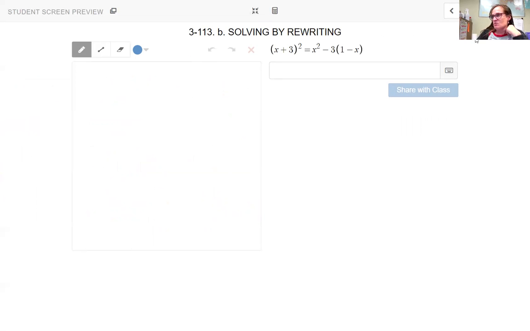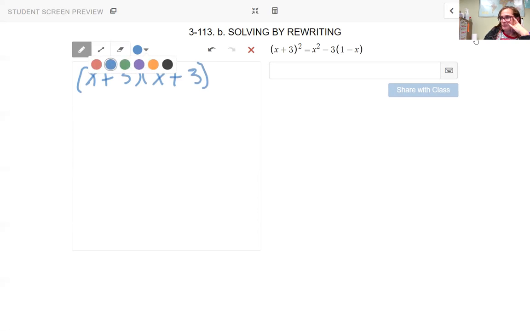Okay, so we're going to do the same thing. We're going to rewrite this first part, and then we have some part in the second part that needs to be rewritten. So we've got x plus 3 squared. So we're going to square that. If we go x plus 3 times x plus 3, and then we just do the rainbow math.